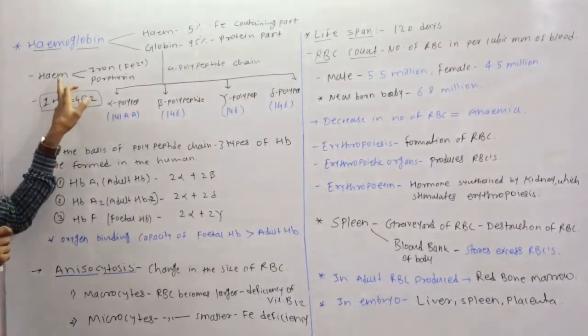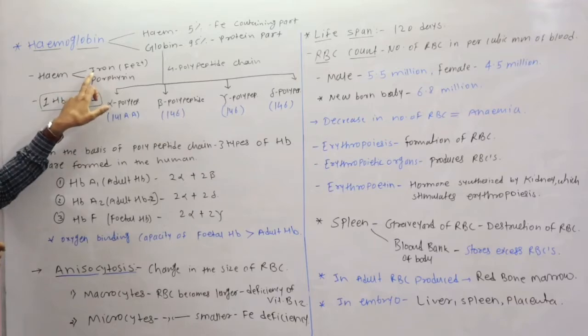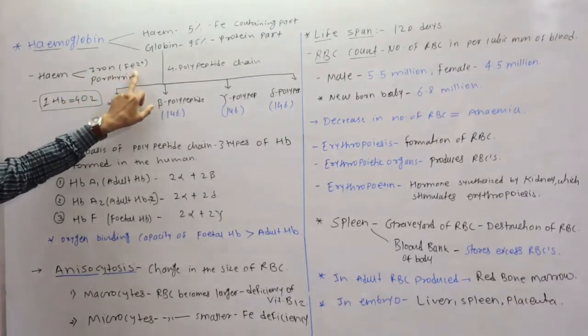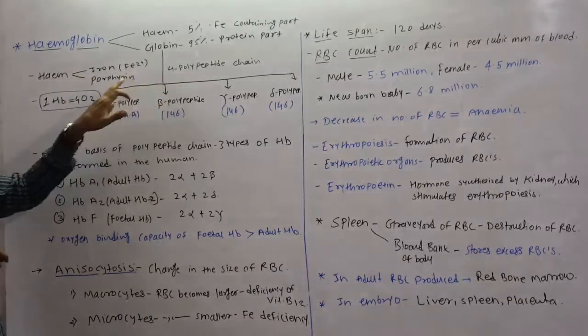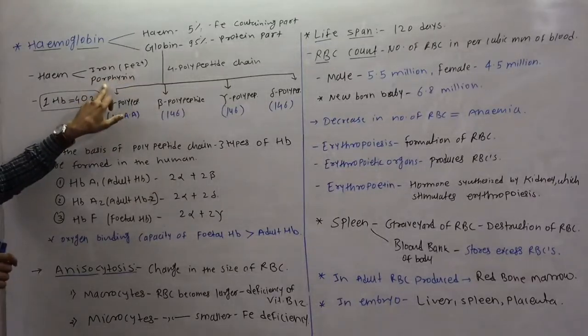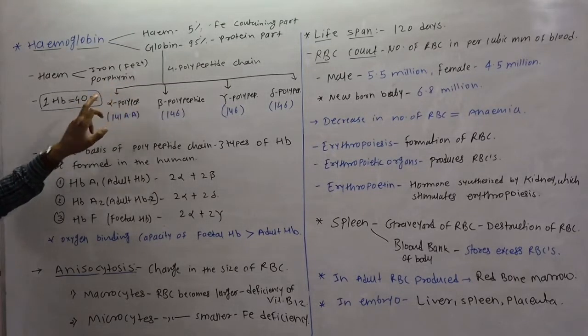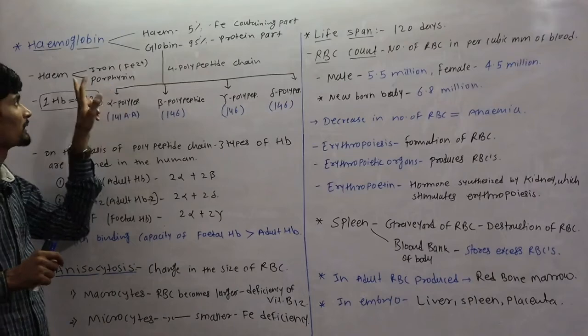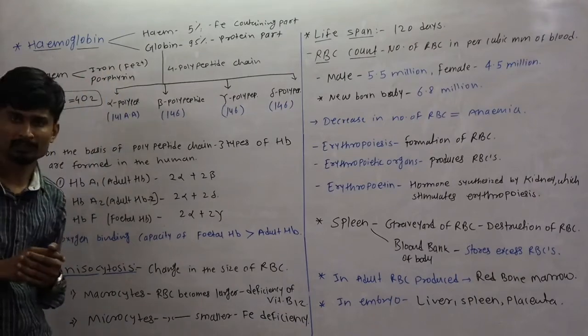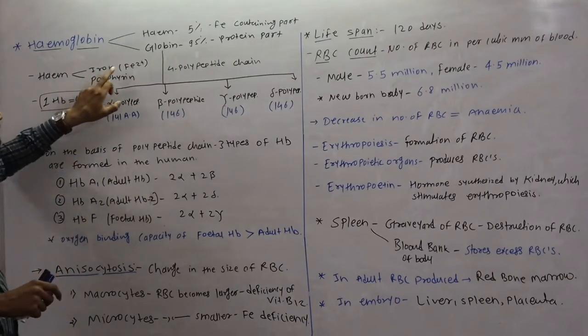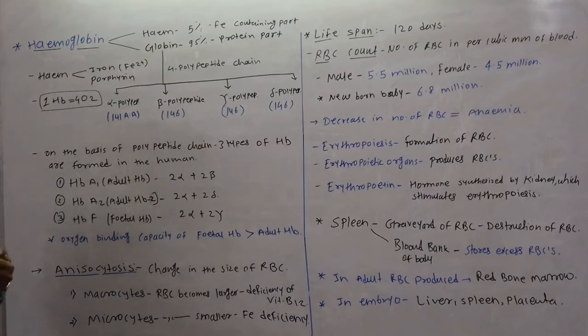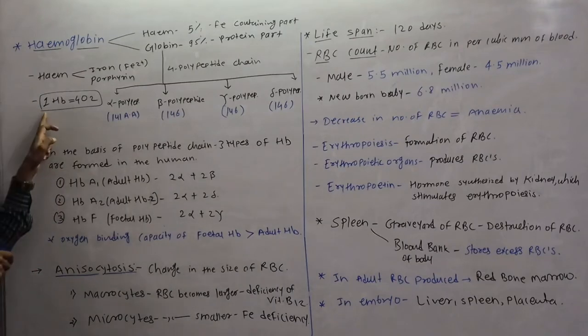So heme has the iron that is present in the form of Fe2 plus, that is ferrous form, and the second one is the porphyrin. Okay students, so there are two parts in the heme part, that is iron and porphyrin. Iron is present in the Fe2 plus form, that is ferrous form. 1 Hb carries 4 molecules of oxygen.